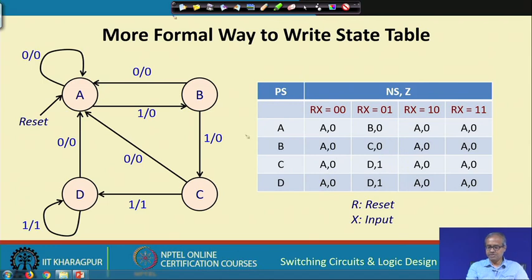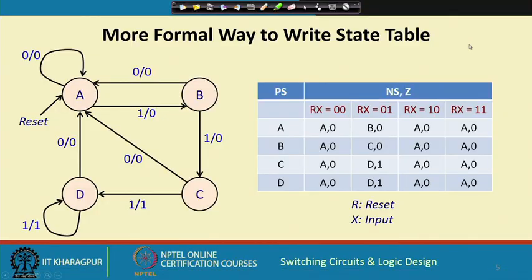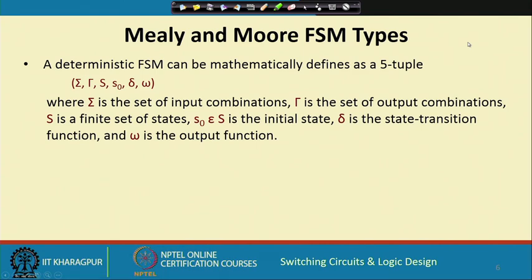Okay? So, this is a way to express the state table in a concise way. In all our examples subsequently, we shall be using this concise notation of the state table to represent a functional behavior. Okay. Now, let us look into some formal definitions of finite state machines.